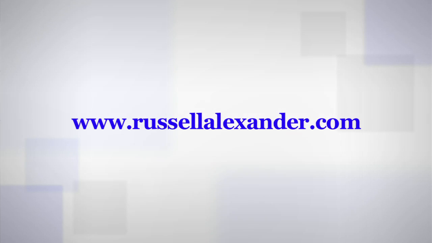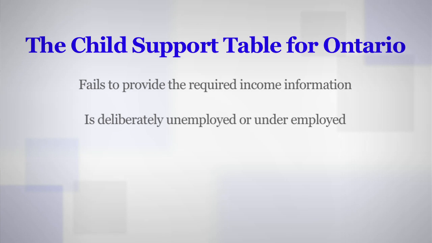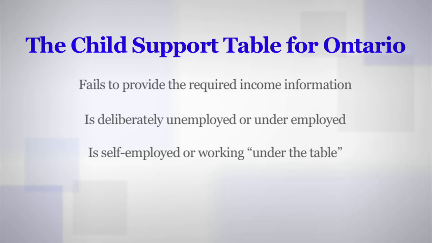Sometimes the judge does not accept the parent's statement of income. Instead, the judge uses an amount of income that is reasonable based on things such as the parent's work history, past income, and education. The judge will then apply a table to that income. The judge might do that if a parent fails to provide income information, is deliberately unemployed or underemployed, or is self-employed and working under the table, and there is a reason to believe that they do not report all of their income.